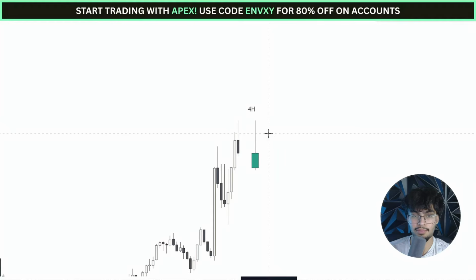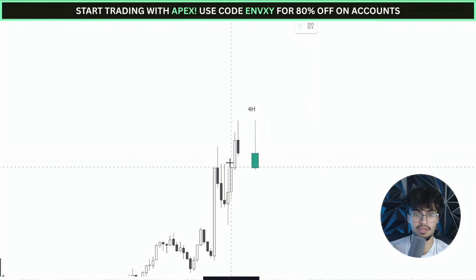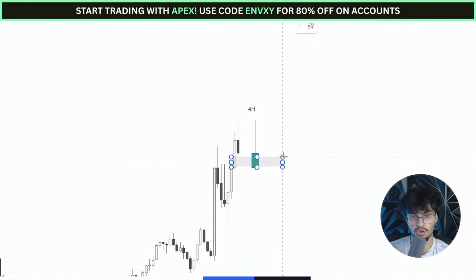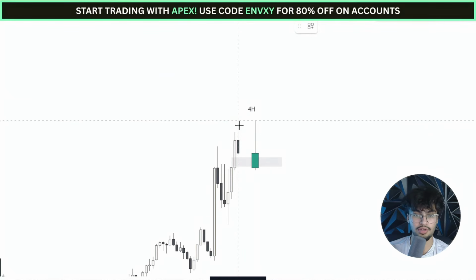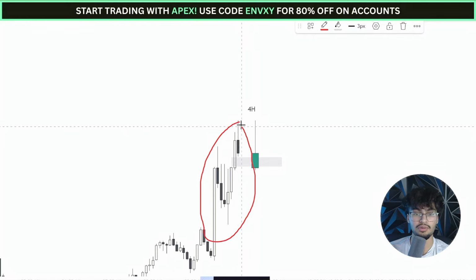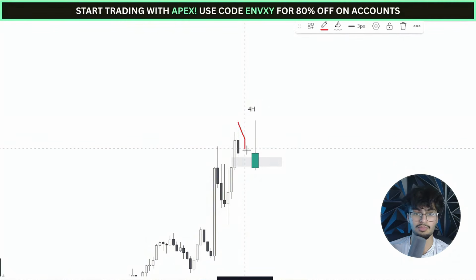You have to adapt to the markets and not only trade this model mechanically, and to understand your draw on liquidities rather than trading a step-by-step pattern every single time. So my draw on liquidity is higher, and I anticipate a manipulation in this area wherever price has a possible area to reverse.